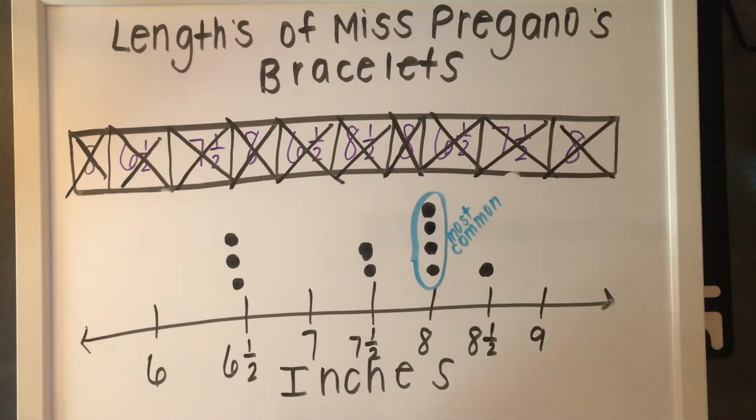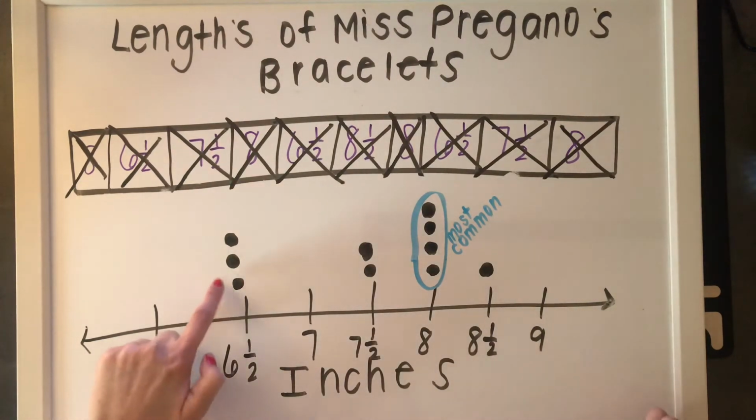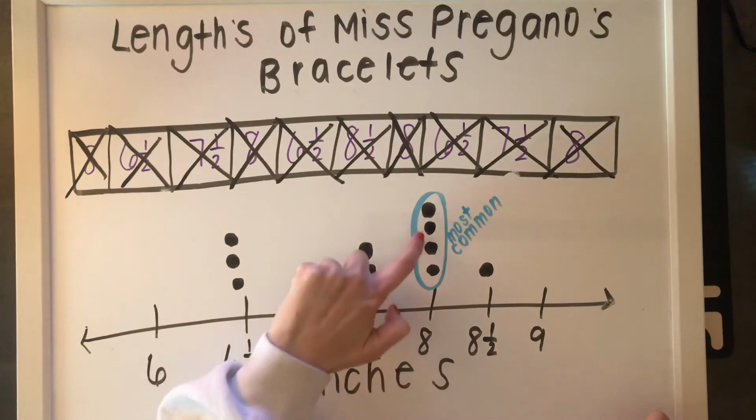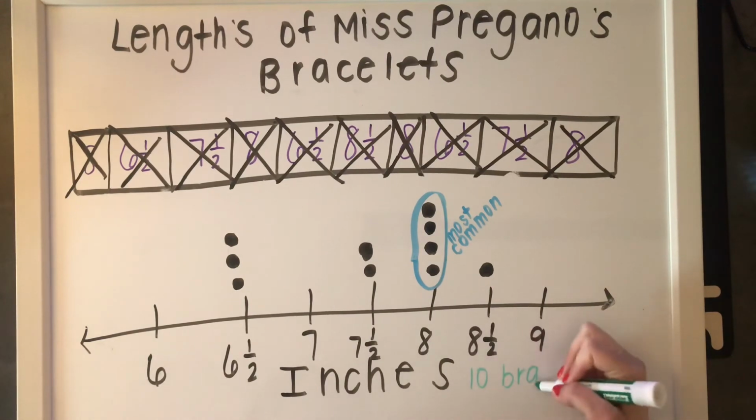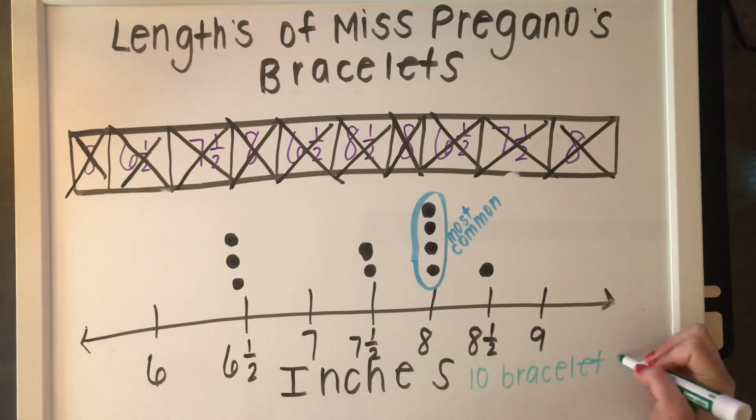They could ask us how many bracelets in all are in this group, so I can count them up. 1, 2, 3, 4, 5, 6, 7, 8, 9, 10. So if I'm asked that, there's 10 bracelets in this group. There were 10 things we needed to plot.